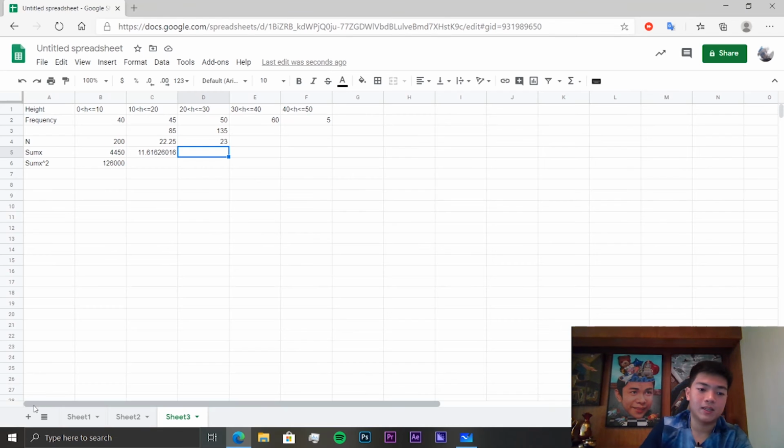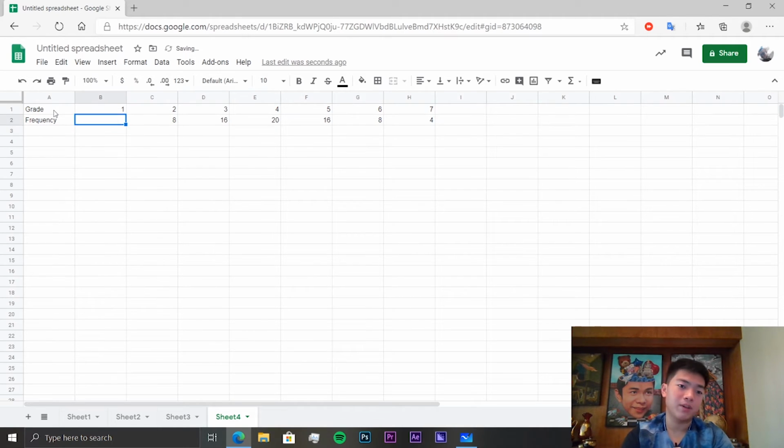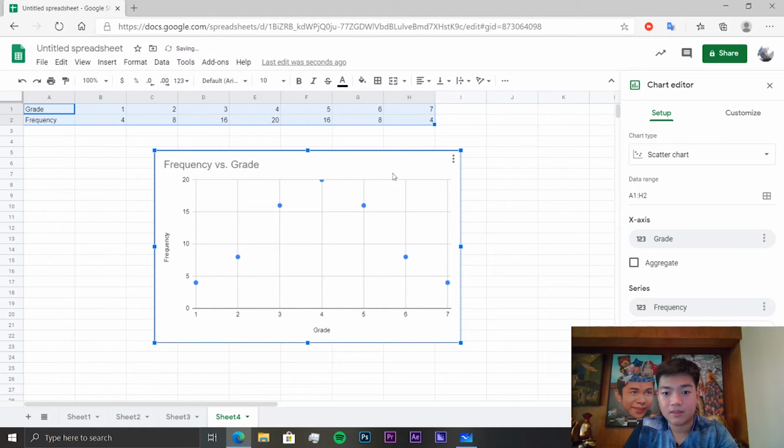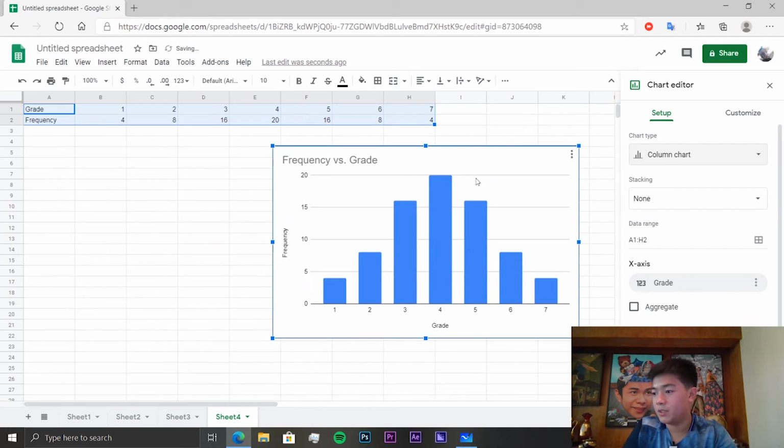So let's put the data in. So we have the grade and the frequency. So we have 1, 2, 3, 4, 5, 6, 7, and 4, 8, 16, 20, 16, 8, 4, which looks pretty artificial if you ask me. Okay, let's make a chart. And we need to do a bar chart, and yeah, there's a bar chart.